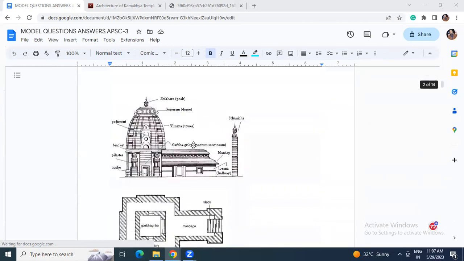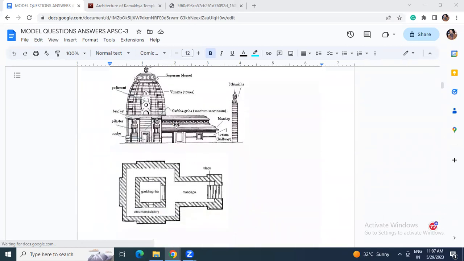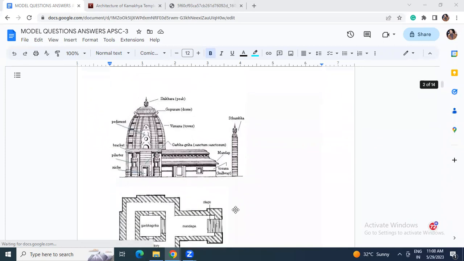Now, we can look at the different features in this diagram of Nagara style architecture. Let's have a look at this. This is the Shikhara. Then this particular portion is known as Gopuram or dome. Then this is Bimana or tower. And this middle portion, the pediment. Then this is the main part, that is the Garbhagriha. We call it Sanctum Sanctorum.